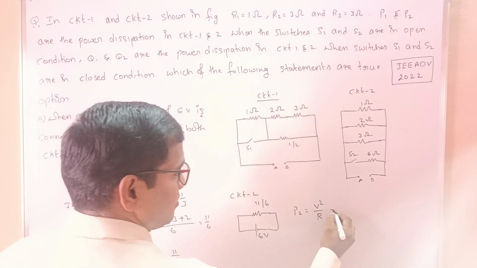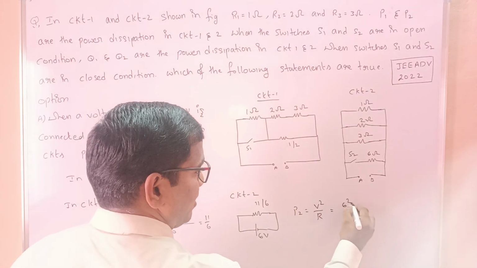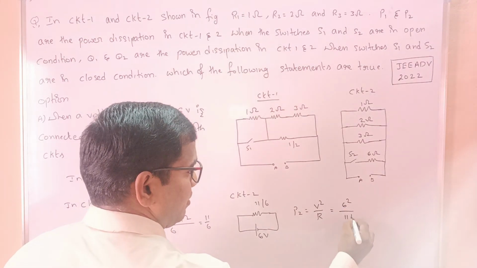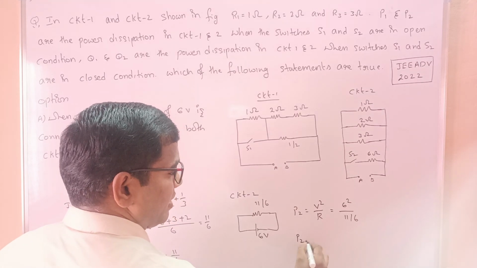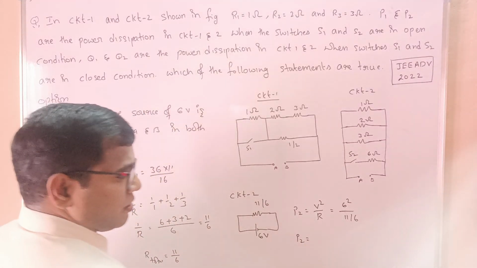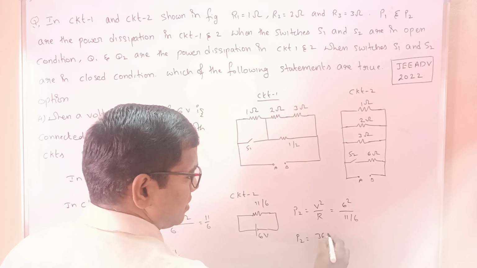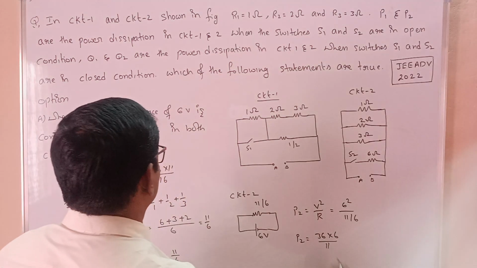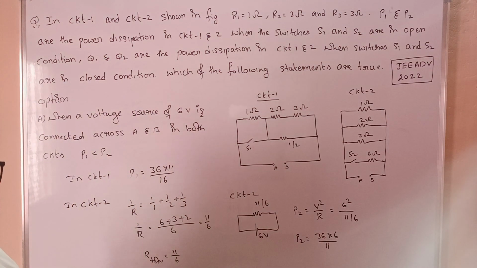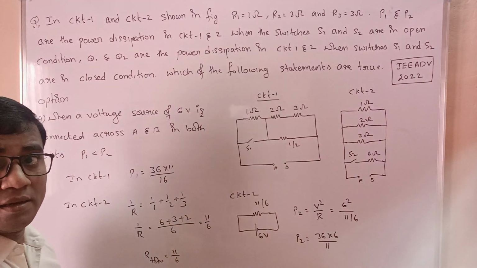So V is given as 6. So 6 square by R, where R is 11 by 6. So P2 can be written directly as 36 into 6 by 11. Now I will write here.